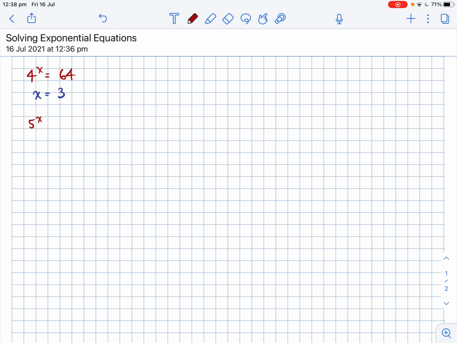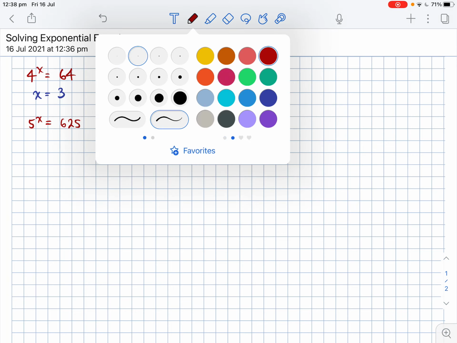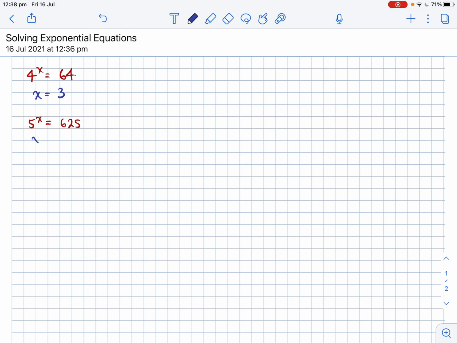Same deal again for my second problem. A little less obvious, but we're saying 5 to the power of something equals 625. As mentioned in the previous question, we can use common sense again to try and solve this, but because it's a little bit harder, if you need to, you might just want to write down your powers of 5. So 5 to the power of 1 is 5, 5 to the power of 2 is 25, 5 to the power of 3 is 125, 5 to the power of 4 will be 625. So quickly jotting them down can help you work out that x must be 4.